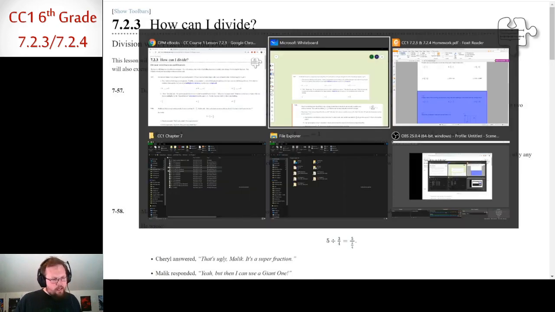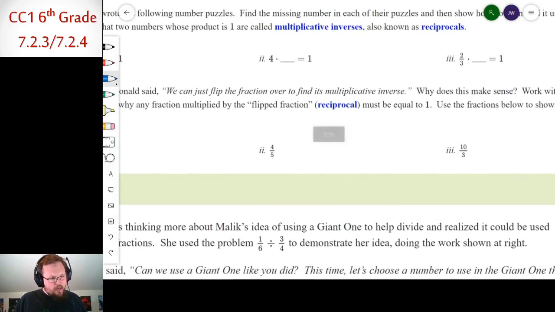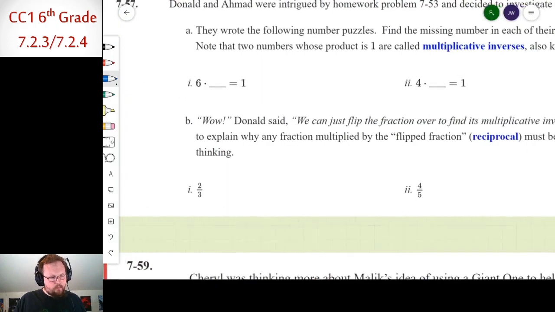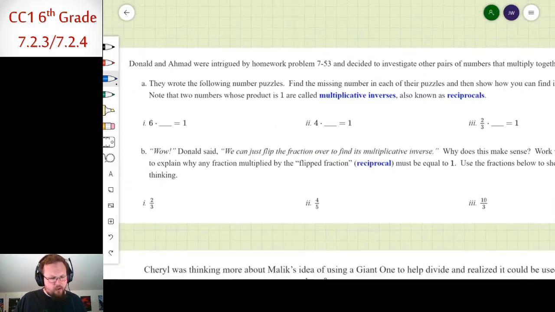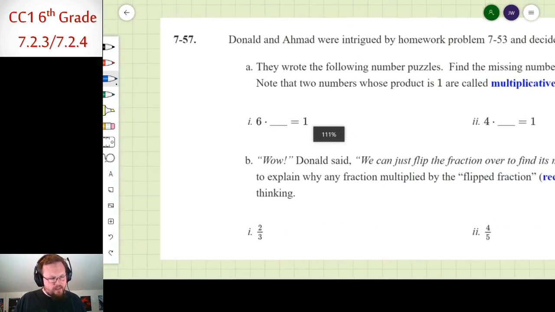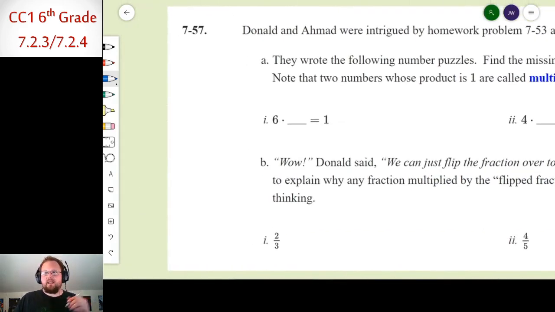So let's start off with this, where you are given some numbers. They're trying to figure out some pairs of numbers that will multiply together to give you 1. So I want to look at this and say, okay, 6 times what expression gives you 1? A lot of times you say, well, wouldn't you just do 6 divided by 6? Well, you're totally right. 6 divided by 6 gives you 1.